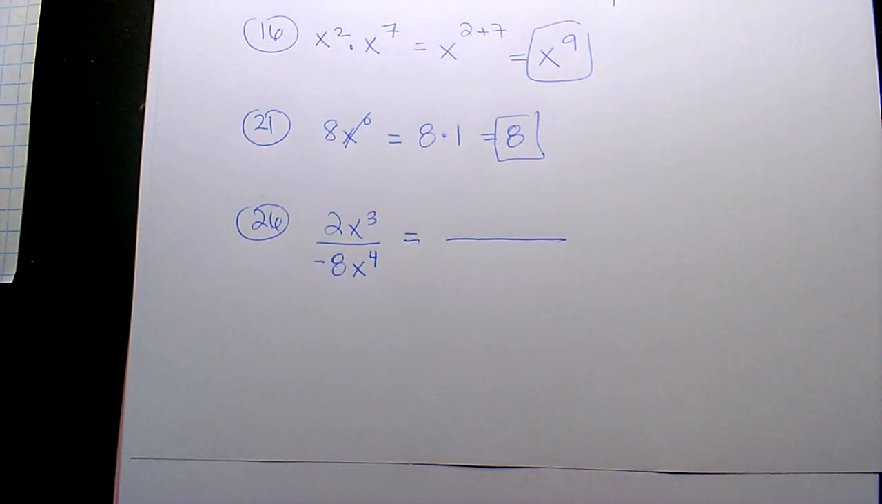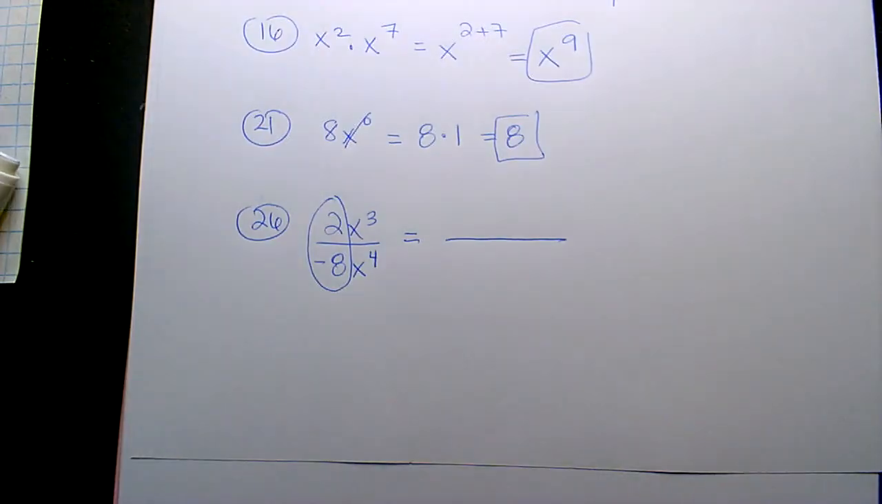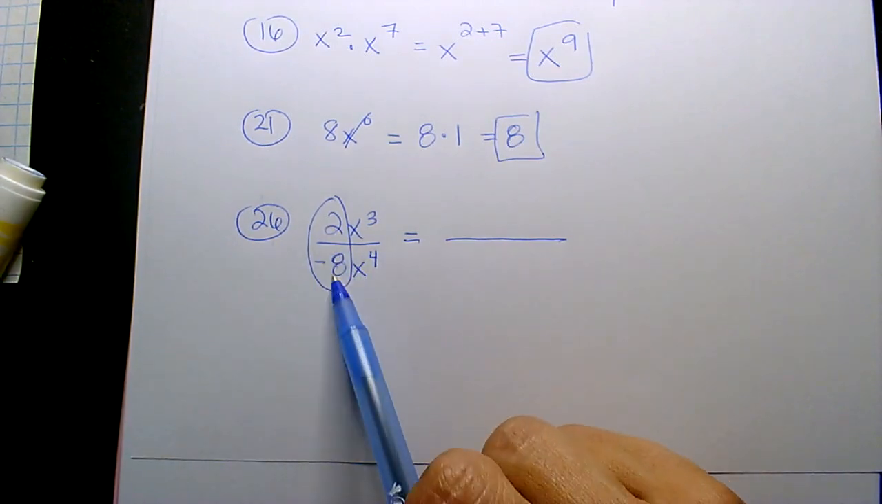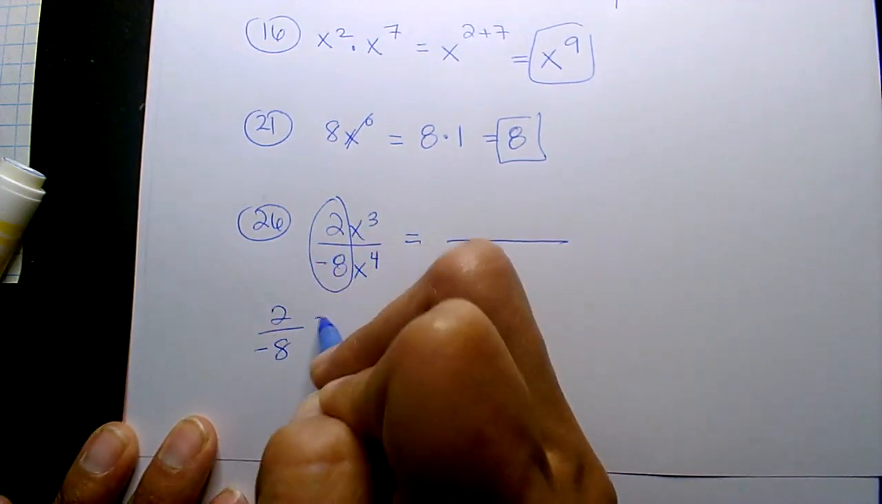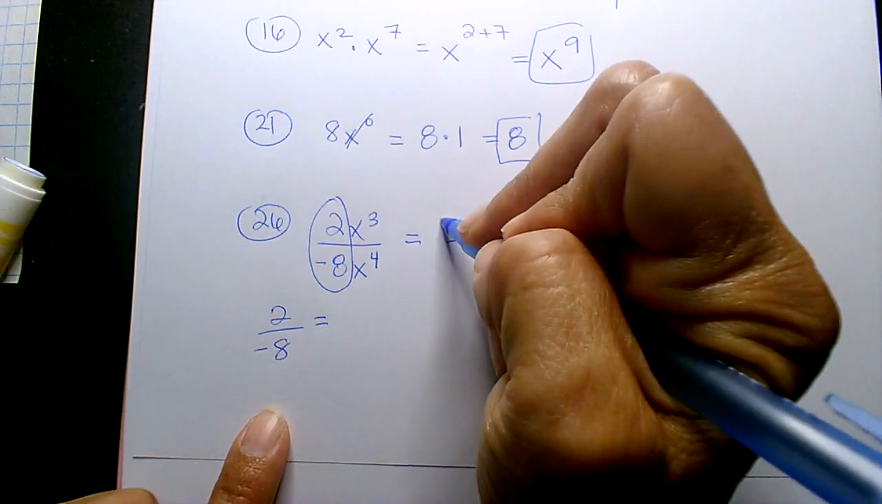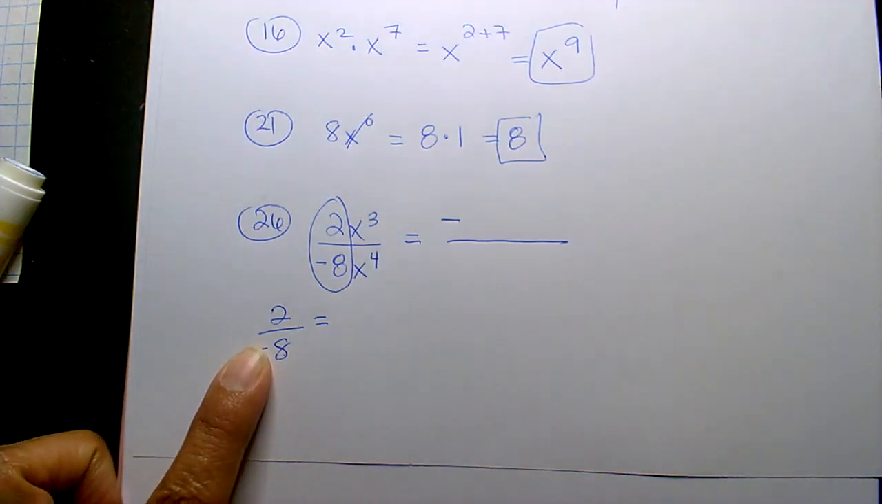Go slow, go in parts, find out what works for you. All right, some people are really fast with these. Okay, just look at your integers first. I have 2 as a numerator, I have negative 8 as a denominator. So what is 2 divided by negative 8? I know I'm going to get a negative, just bring it to the top, and then what's 2 going into 8?